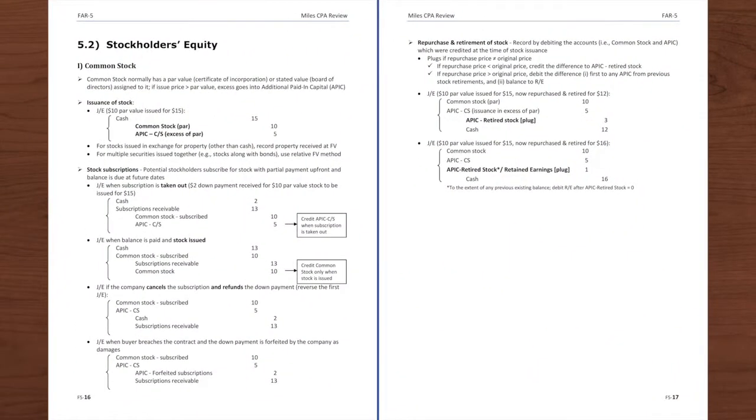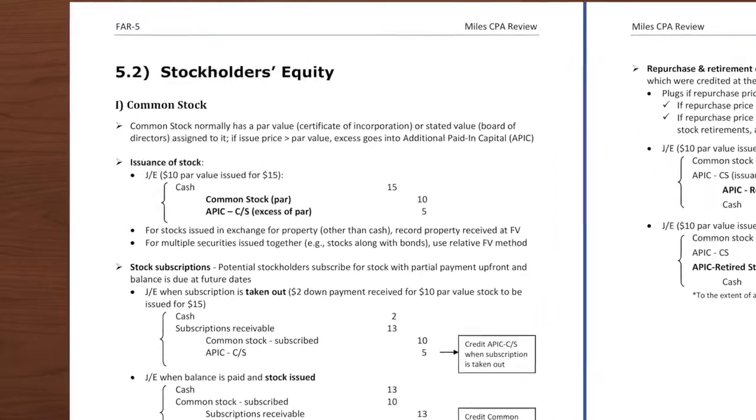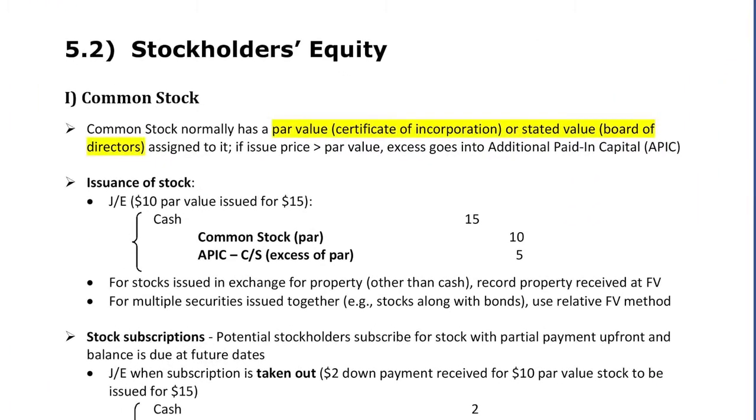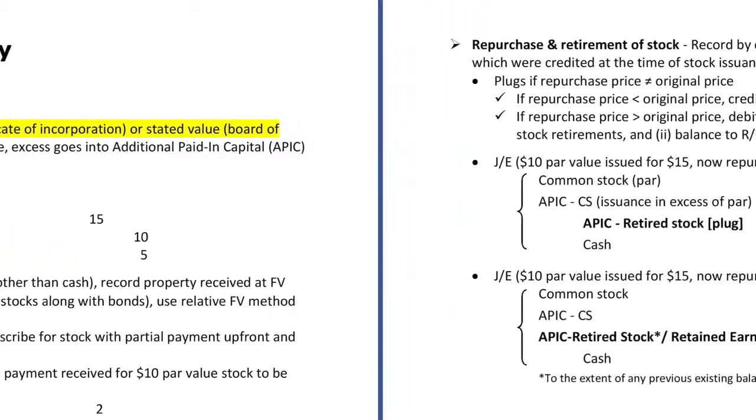On page 16, we're looking at common stock, which normally has par value, which is there on the certificate of incorporation, or stated value, which is assigned by the board of directors. Now, when you issue common stock, we're going to get in cash. So cash is debit. The credit is to common stock at par. Now, if the common stock is issued in excess of par, that goes to APIC common stock excess of par. On page 17, we're looking at repurchase and retirement of common stock.